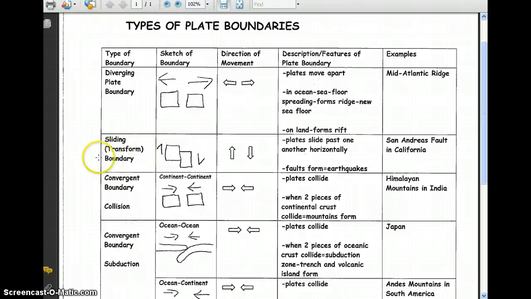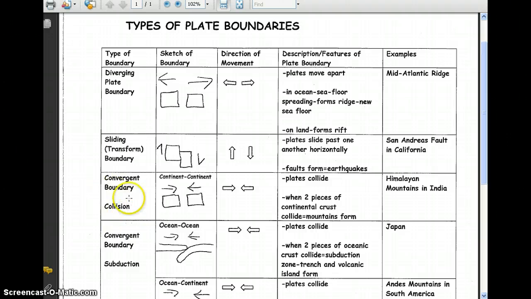The second type of plate boundary is a sliding boundary, also known as a transform boundary. This is where plates slide past one another horizontally. Faults form, we get lots of earthquakes in a transform boundary, and an example is the San Andreas Fault in California. The third type of plate boundary is a convergent boundary.